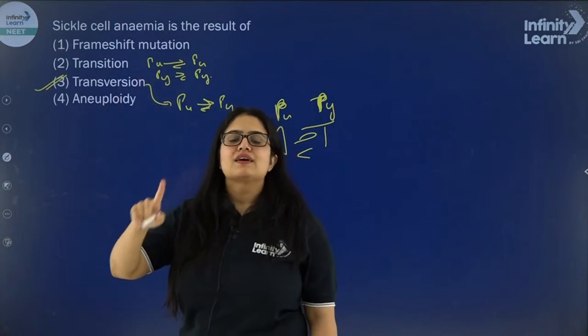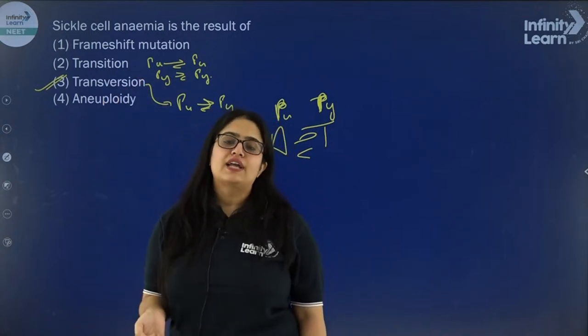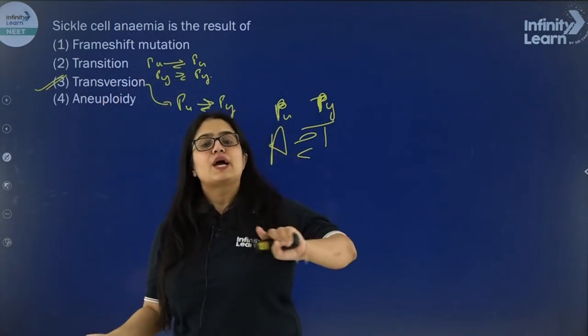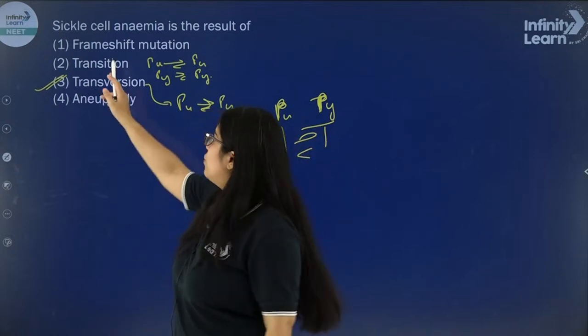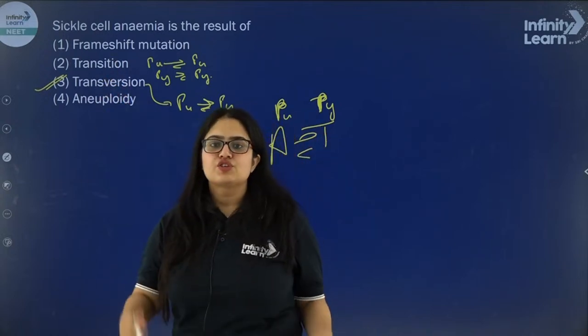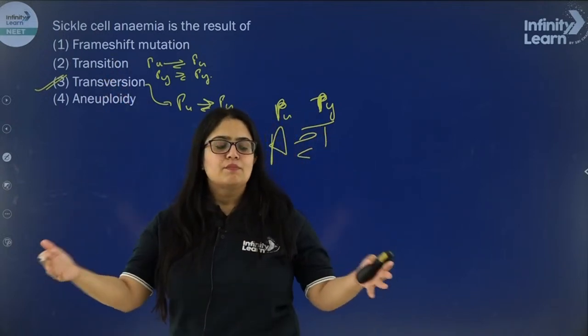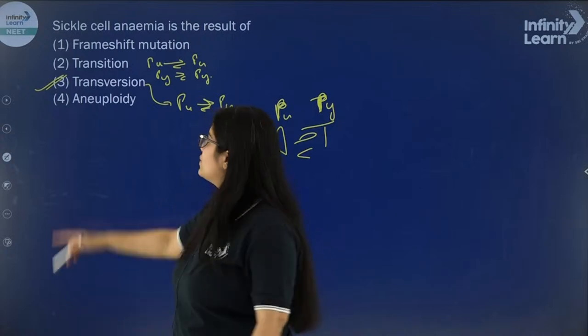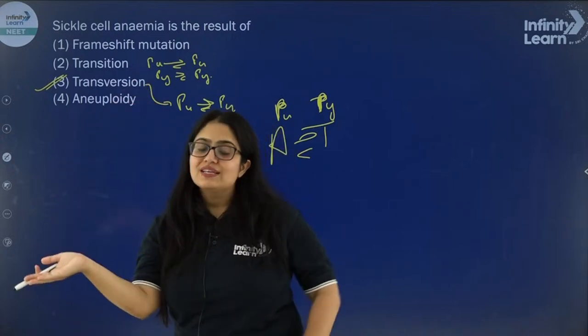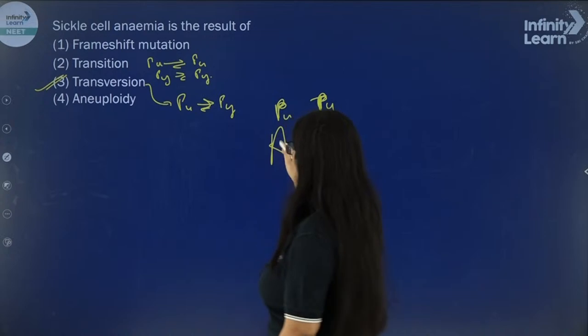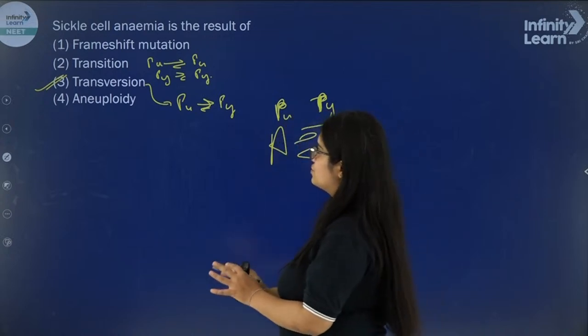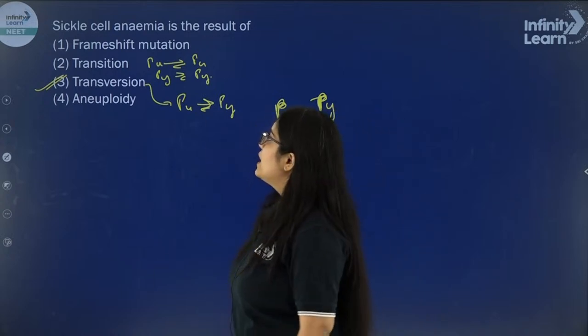Sickle cell anemia is an example of substitution type of mutation. Substitution type of mutation is of two types, transversion and transition. In transition, purine and purine are substituting, pyrimidine and pyrimidine are substituting, right? But in transversion, purine is substituting with pyrimidine, which is happening over here. The substitution between A and T leads to sickle cell anemia, my dear student.